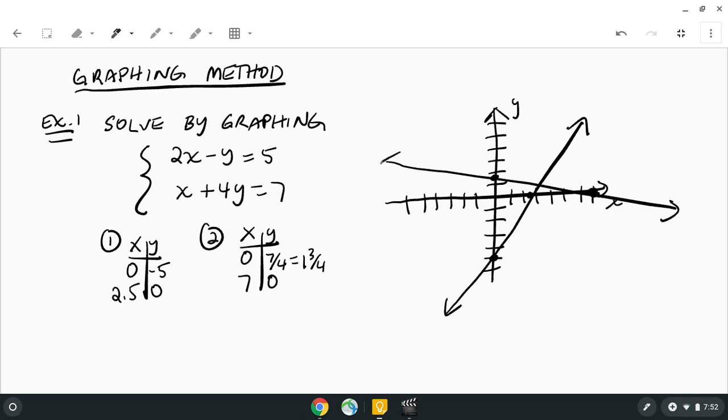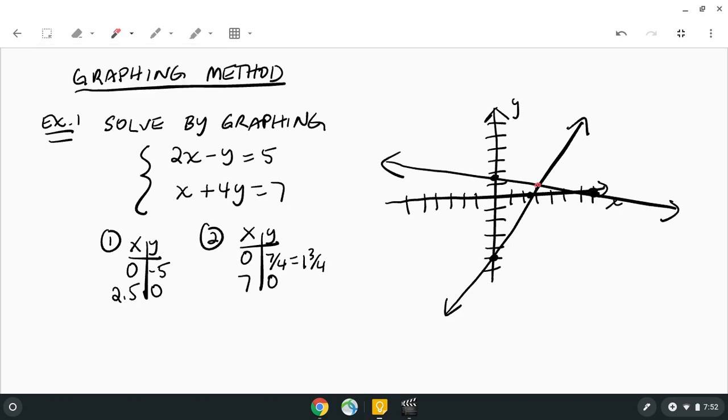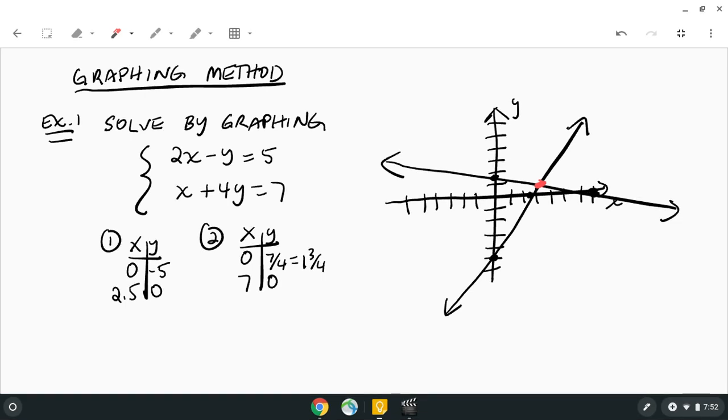Okay, so I have both of my lines here. So the question is, all right, well, where do they have a common solution? So the common solution that they have is right here where they intersect, and that looks about 3, 1, maybe.